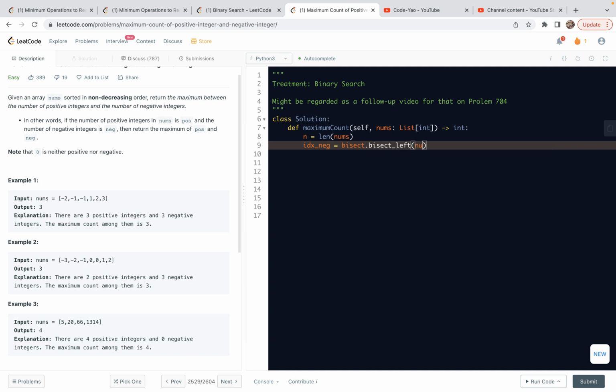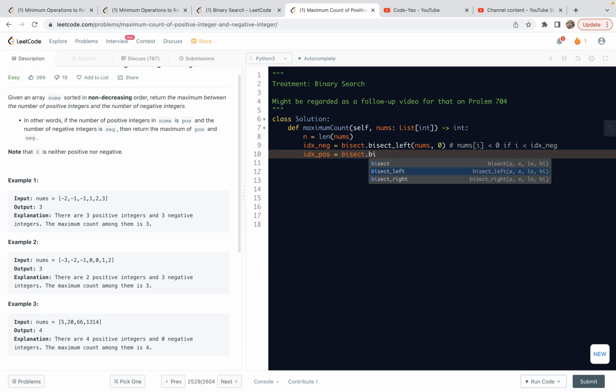Then I'm going to get the index for the insertion. Here I'm going to use the bisect module and first use bisect_left. The iterable is nums, and the target number we're going to check the insertion point for is 0, right? Basically we want to check, if we insert 0 into this sorted iterable, what's the position. Here we're using bisect_left, which means nums[i] is strictly less than the target 0, so this i is left to the index. A special case is that idx_negative is 0, which basically means that in this list there are no negative numbers. So this is the one line.